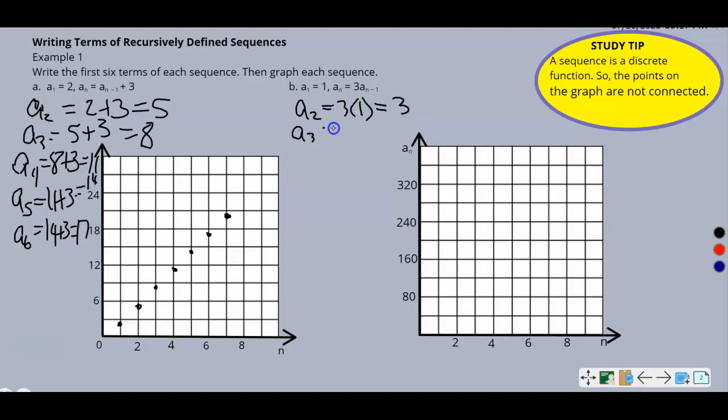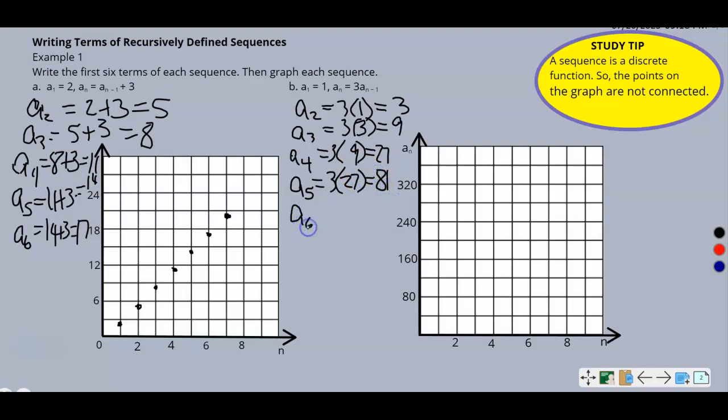A sub 3, I'm going to have 3 times. See, in the equation, 3 here doesn't change. 3 times my previous term. Now my previous term, my second term, is 3. So I'm just going to plug that in. 3 times 3 is 9. So now I can find a sub 4. So I'm going to have 3 times my previous term, which was 9. So that's going to be 27. And then a sub 5, my fifth term, is going to be 3 times 27. 3 times 27 is 81.